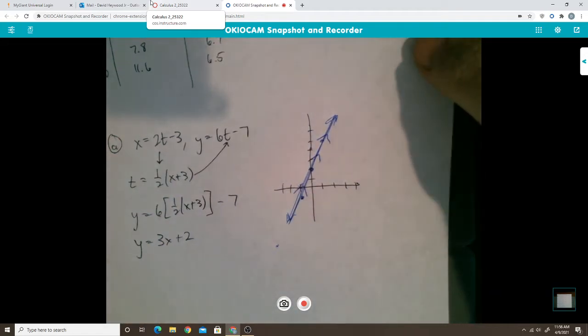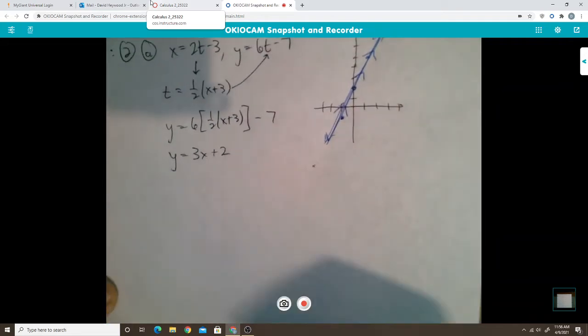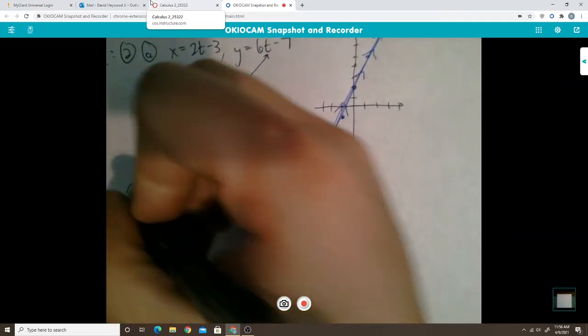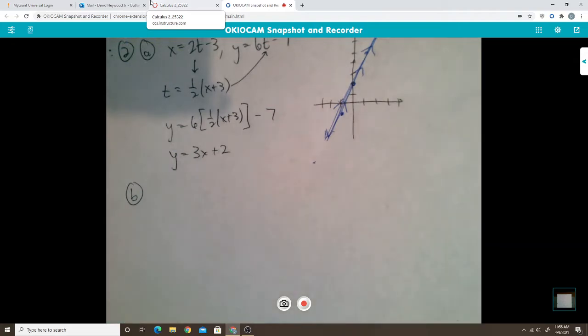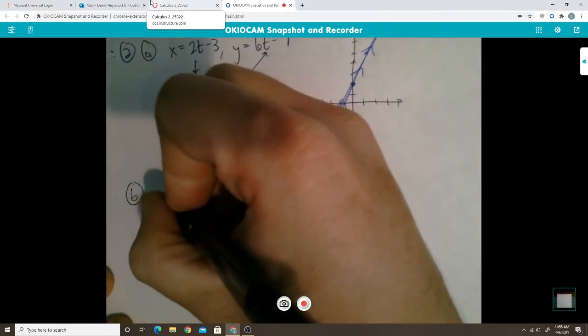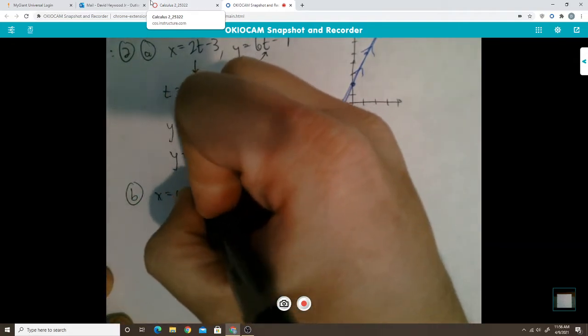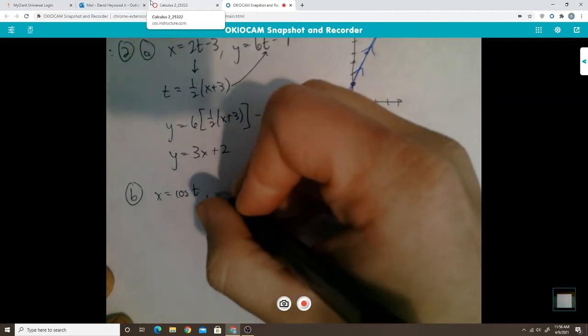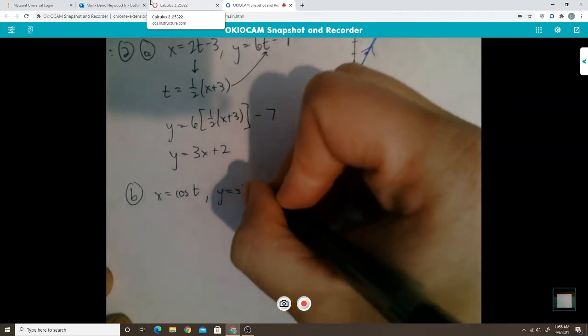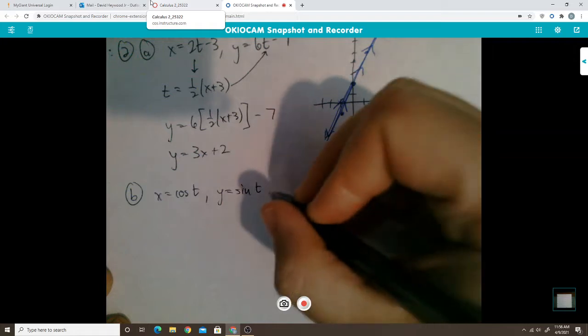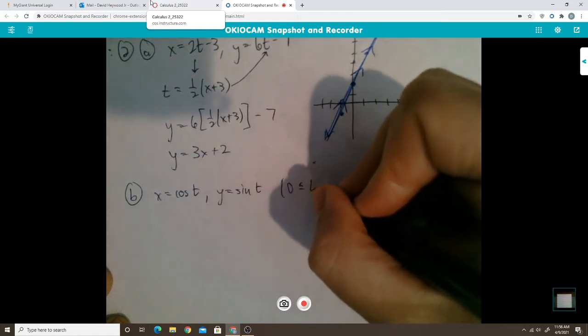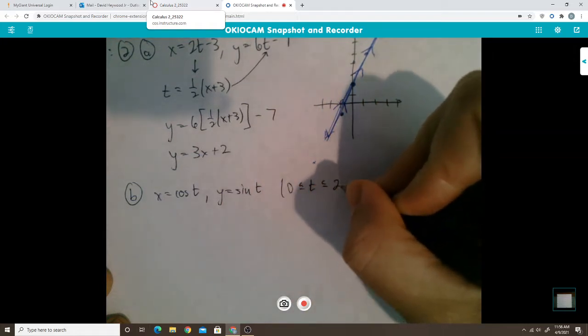Okay. So let's do another one. Let's do x equals cosine t, y equals sine t, t between 0 and pi over 2. Or 0 and 2 pi, sorry.